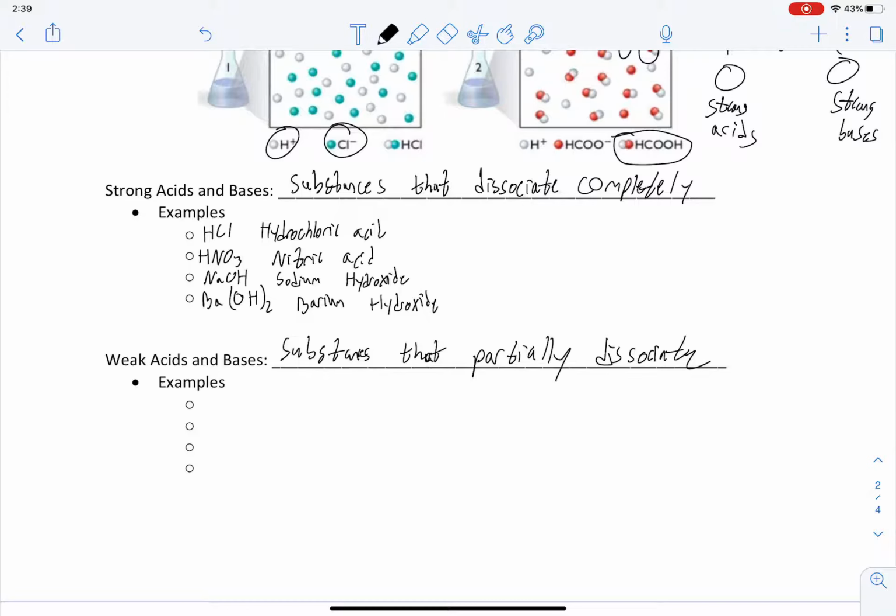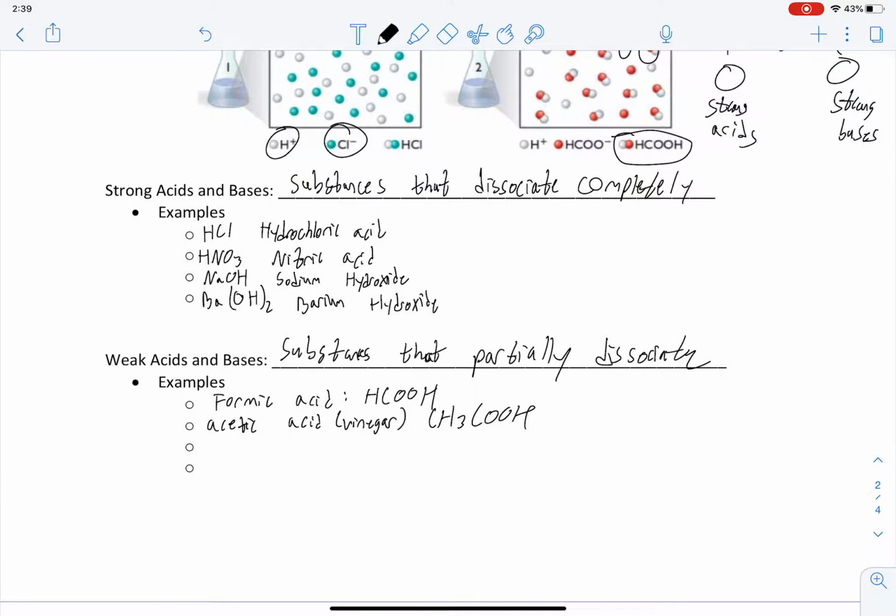All right, so if we look at some examples, we have formic acid, which was the one we just saw up top. We also have, let's see, acetic acid, also known as vinegar, which you might have at your home. That is CH3COOH.